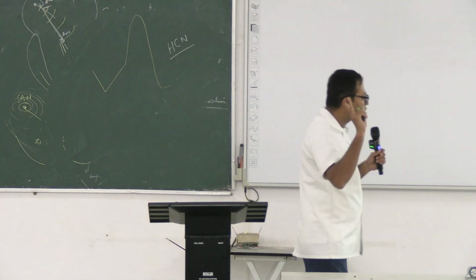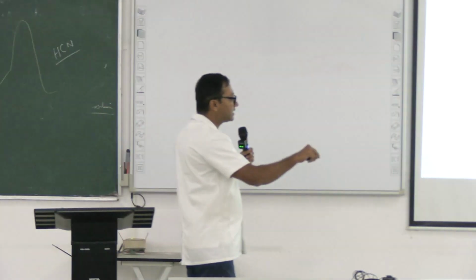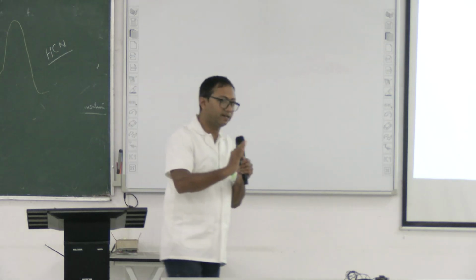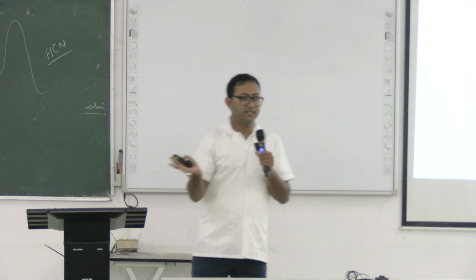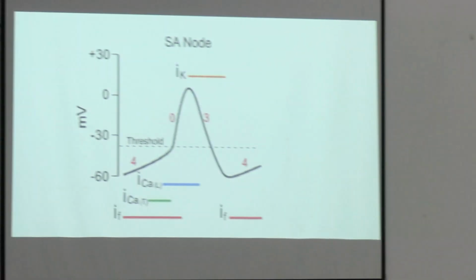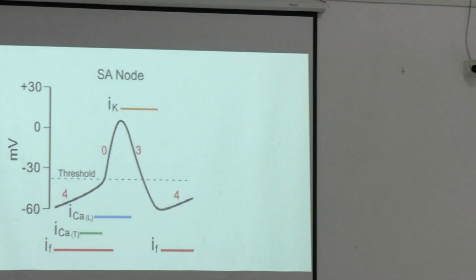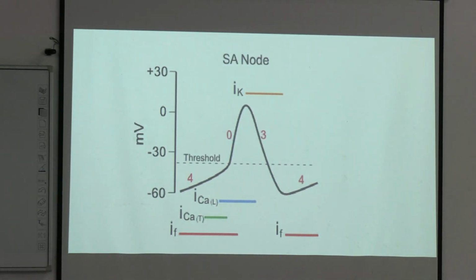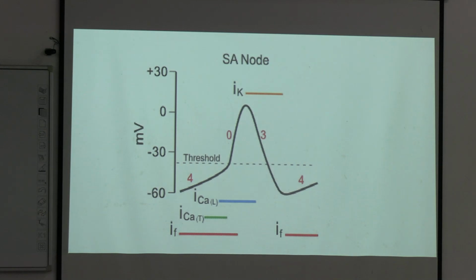It is due to 2 currents. One is the transient calcium channel and another is the funny current. Another name of the funny current is HCN current. HCN stands for hyperpolarization gated cyclic nucleotide activated, right? And one drug, ivabradine, which blocks the funny current, makes phase 4 flatter so that heart rate falls, right?